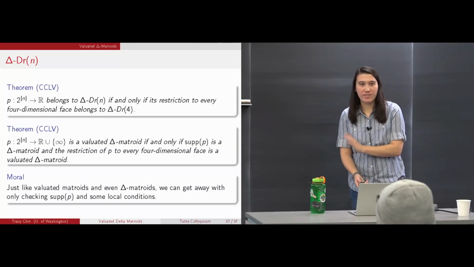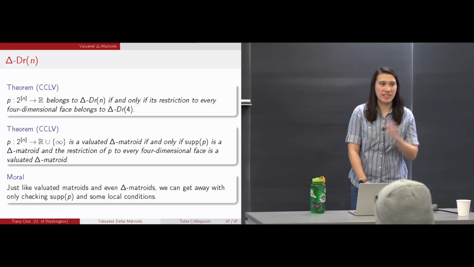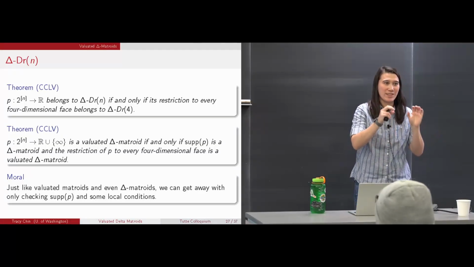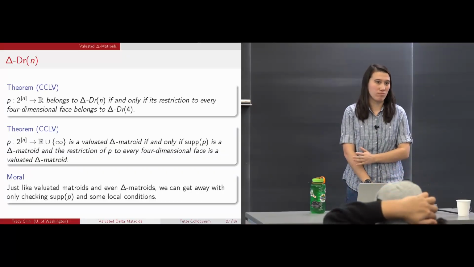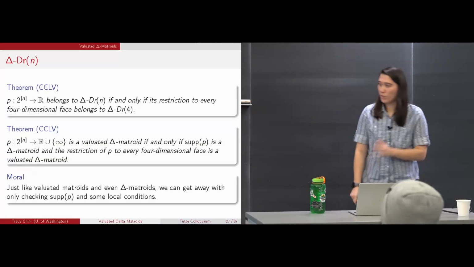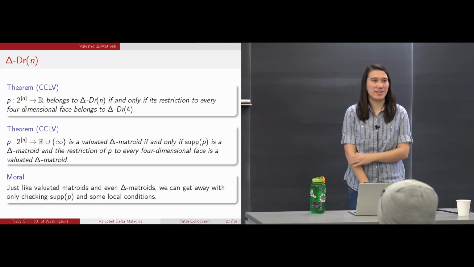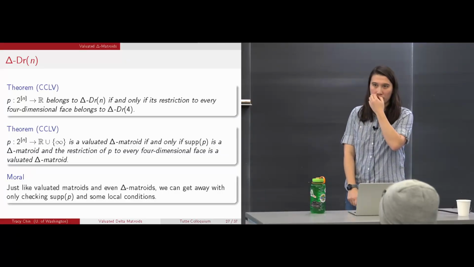So in other words, just like valuated matroids and even delta matroids, 50 is a number that my computer would definitely be willing to check for me, that the minimum is attained twice. And I do have to check that on all the faces, but still that's much better than having to check the 100 midpoint circuits. Okay.